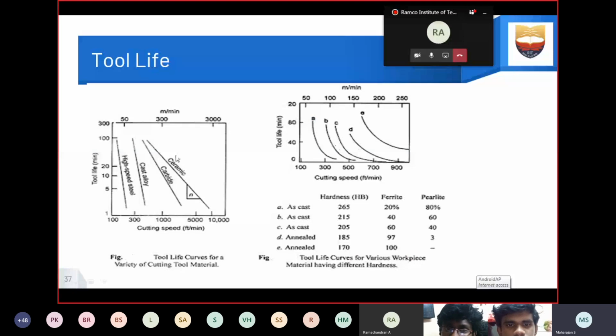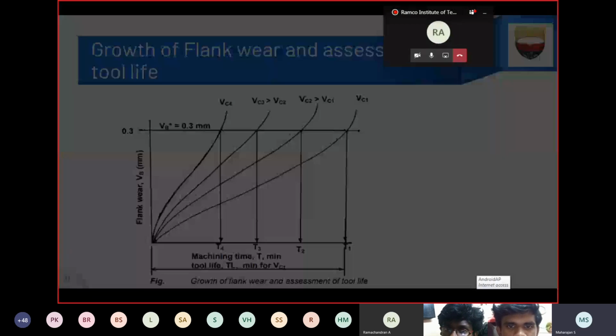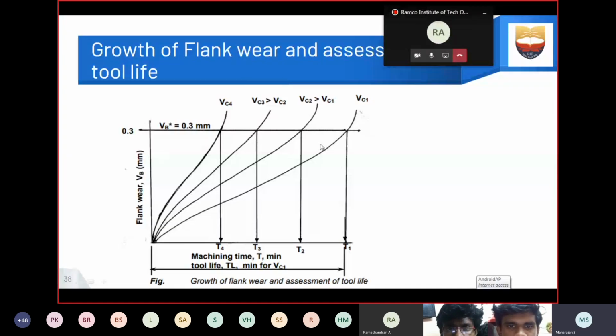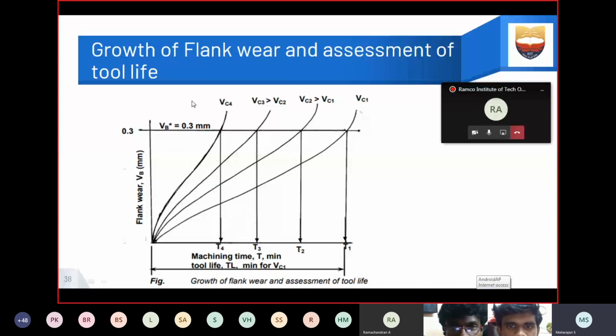So if you increase the cutting speed, the tool life will be lower. That is what tool life is all about: cutting speed with tool life, and also the growth of the flank wear. Assessment of the tool life and the growth of the flank wear is very important. If you see the first graph and the second graph, there is a drastic increase in the flank wear at a high cutting velocity. So that is a problem.